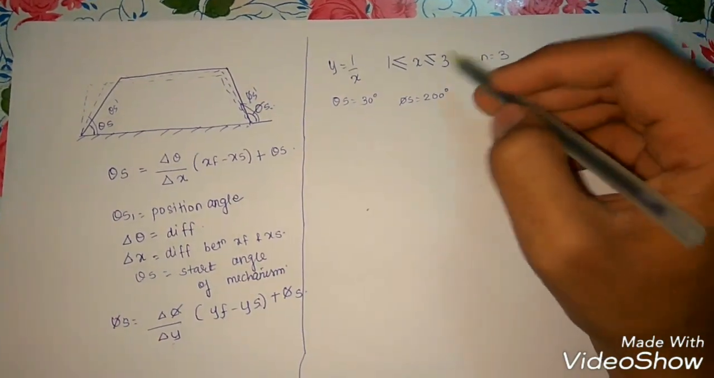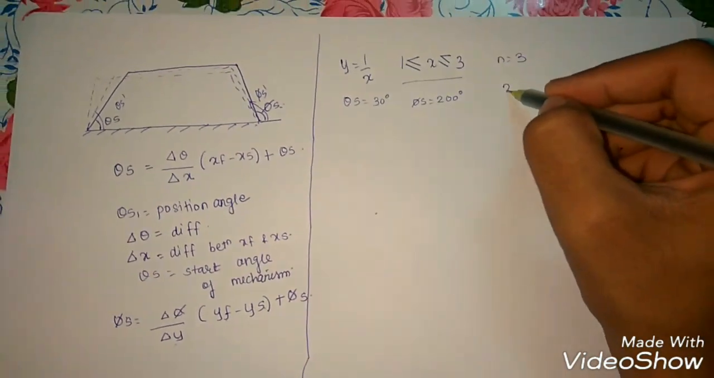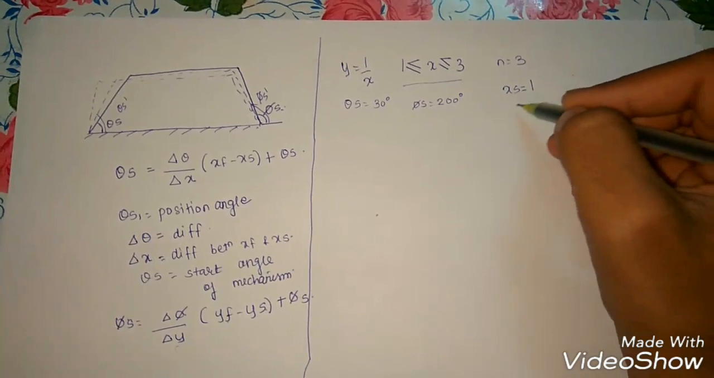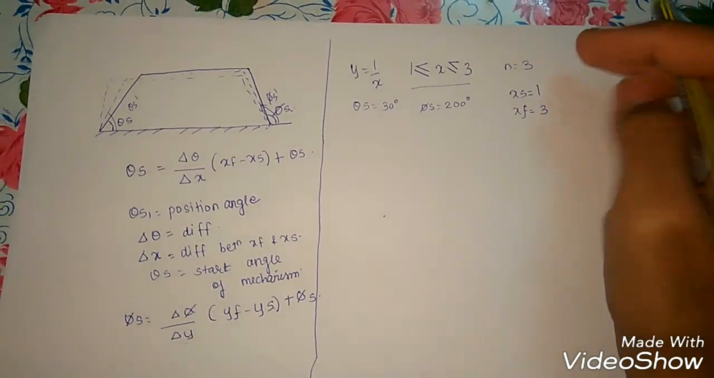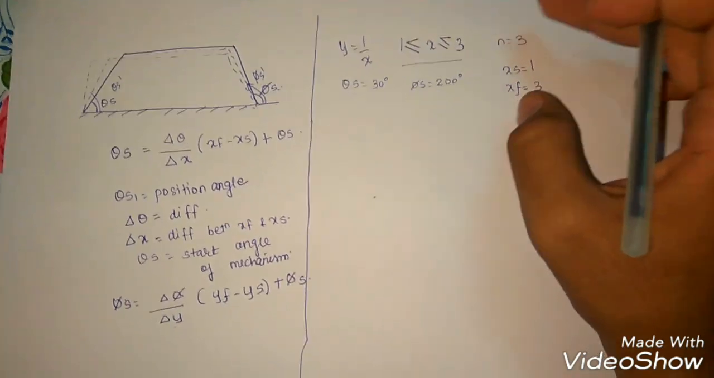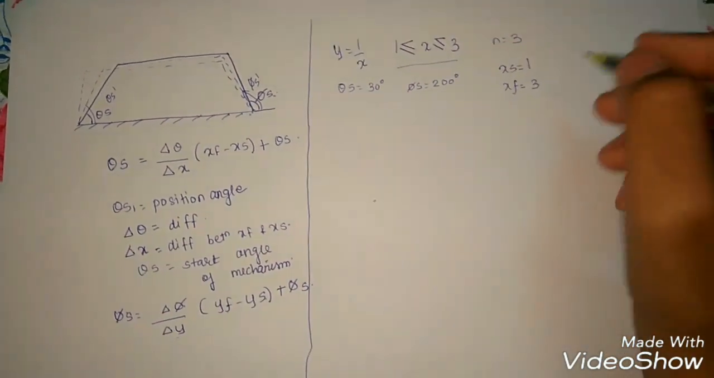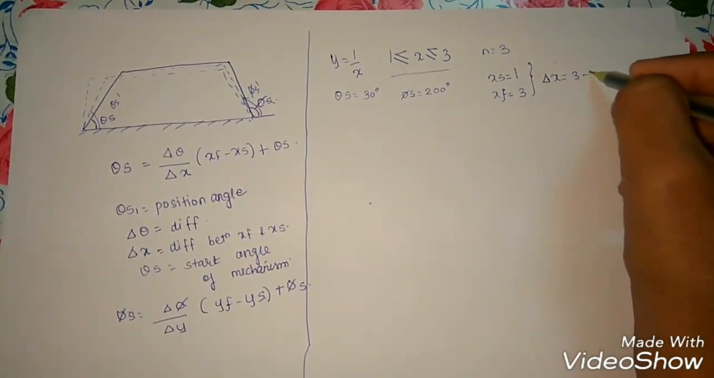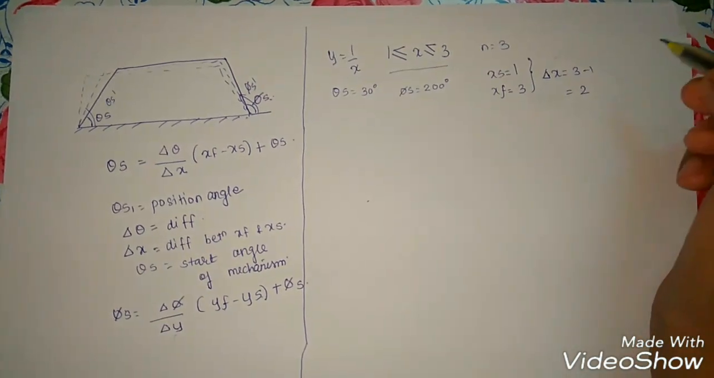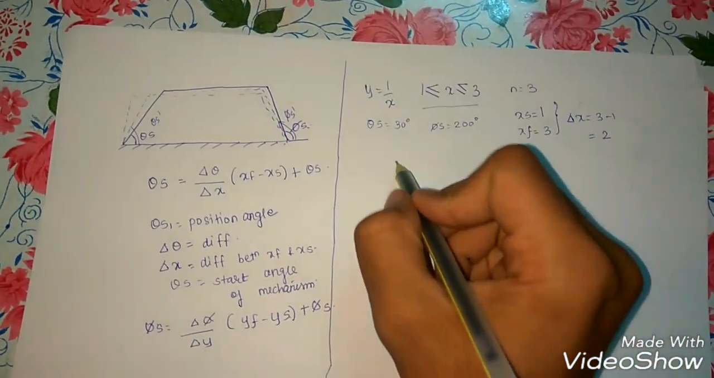Let's start. Considering the limits which were given, it corresponds to xs is equal to 1 and xf is equal to 3. So these limits will be used to find the start and the finish position. Now as soon as we get these, we can find del x, which will be 3 minus 1, which is equal to 2. So we have the del x. Now let's put it in the y.